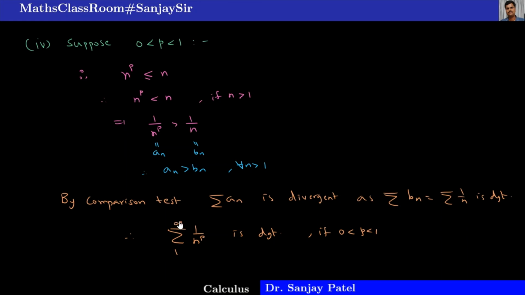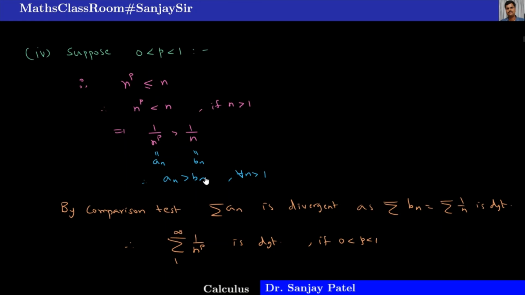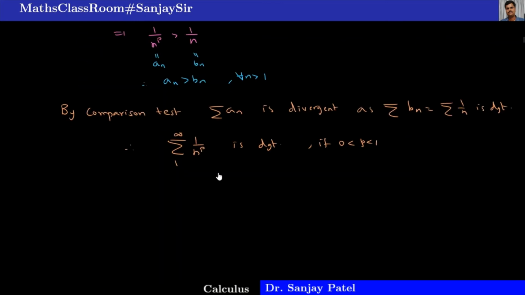So we discussed all the cases, and these cases 1, 2, 3 and 4 give the final conclusion: therefore sigma 1 upon n raised to p, n is equal to 1 to infinity, is divergent for p less than or equal to 1. So when p equal to 1, p equal to 0, p is less than 0, or 0 less than p less than 1, we discussed all the cases. So hence the theorem is proved.